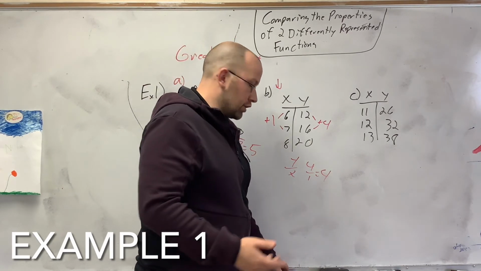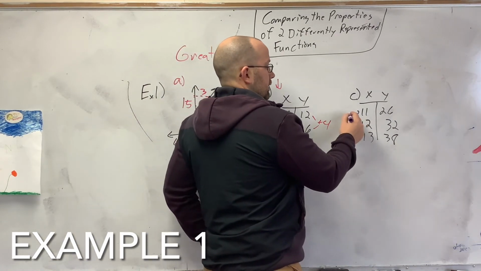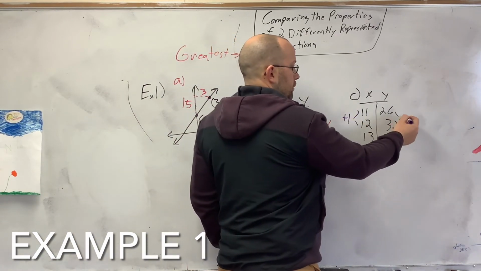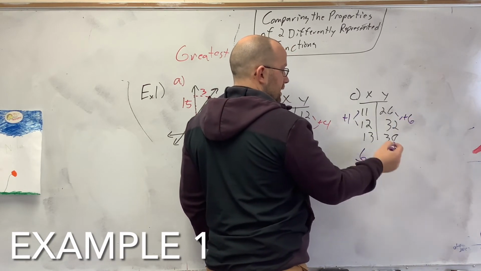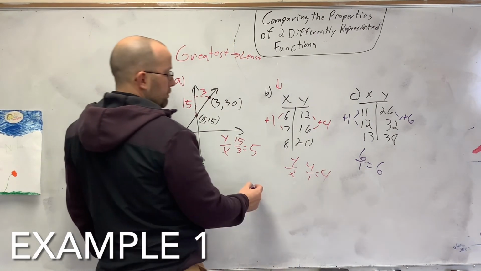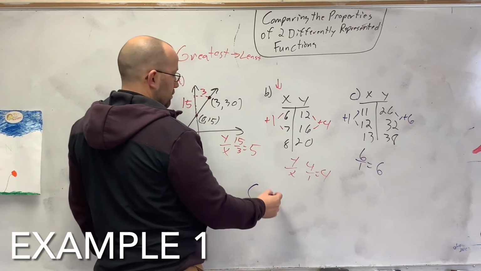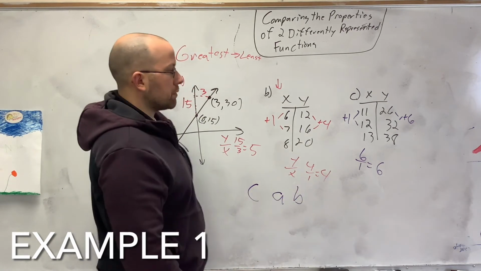And this is just a general idea. This isn't the actual thing. And I'm just making this up sort of as I go. So you get 6 over 1, which is 6. Alright, so the best job would be C, the next job would be A, and then B. C is my greatest rate of change.